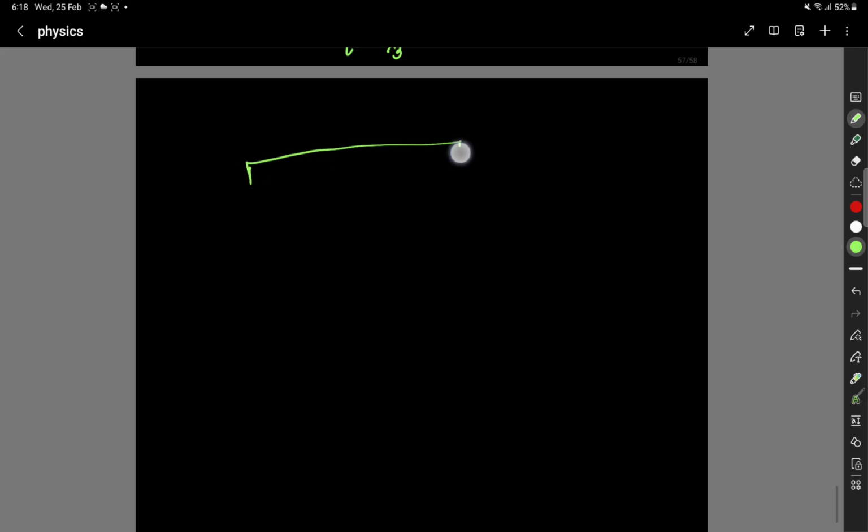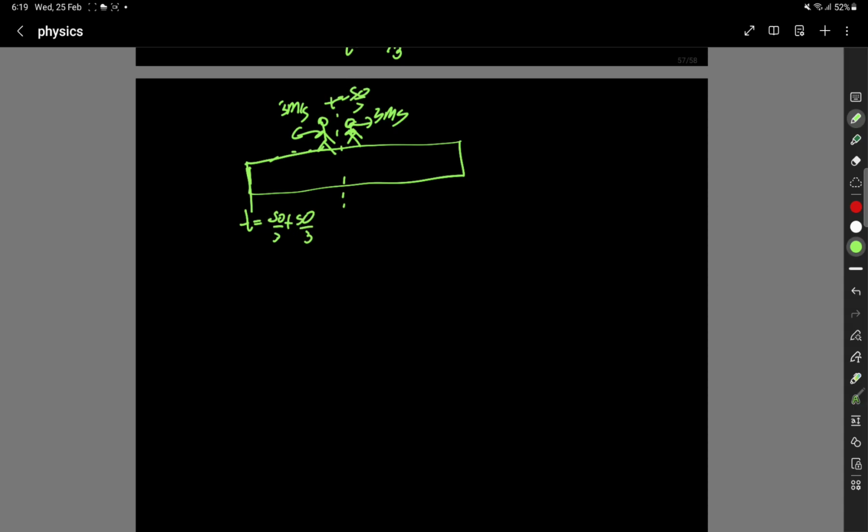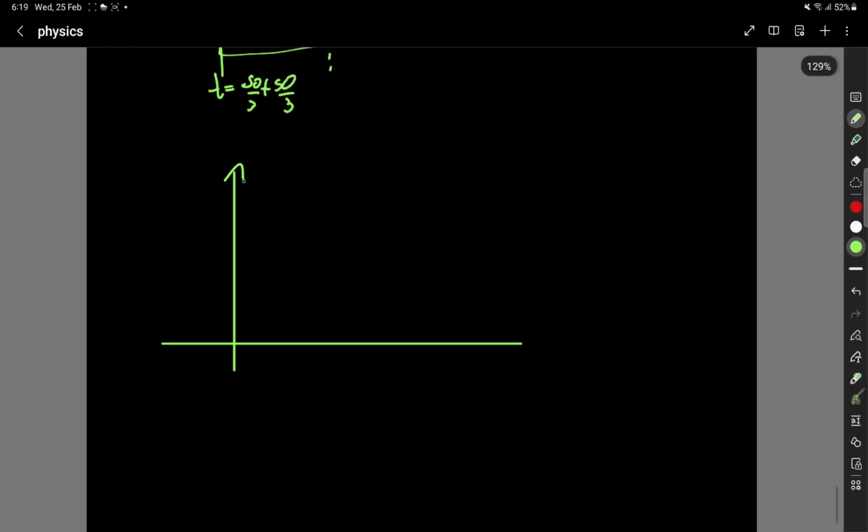Then after that, they should start going in the other direction with speed 3 meters per second and 3 meters per second. They'll reach the ends at t equal to 50 by 3 plus 50 by 3, because they were here at t equal to 50 by 3. So the graph will come out to be, for boy 1, velocity with respect to belt, like this.